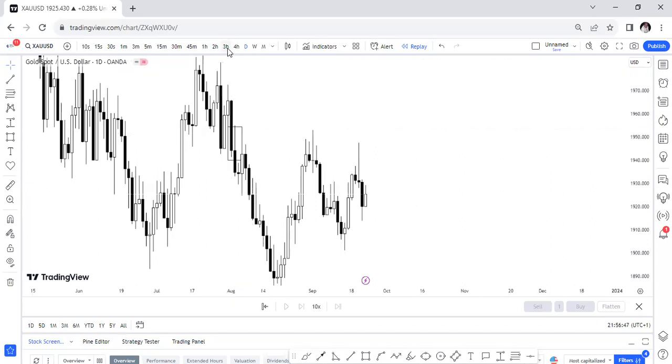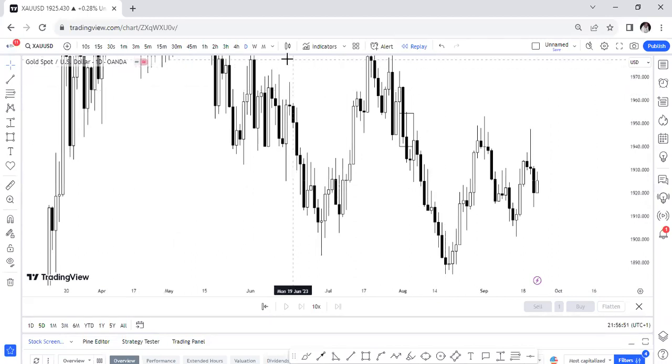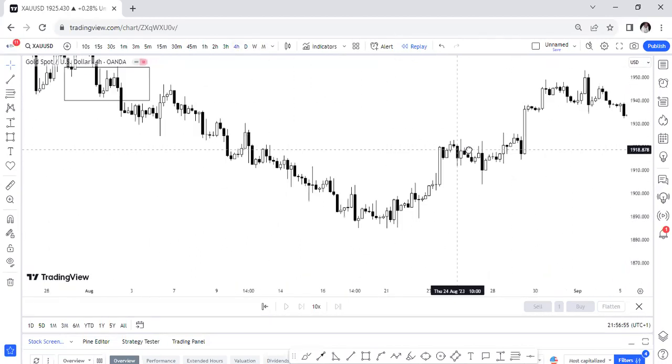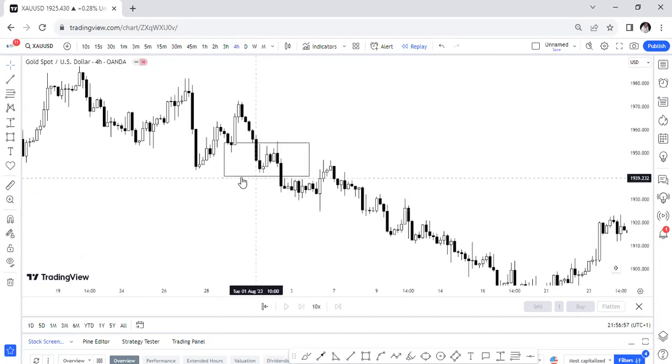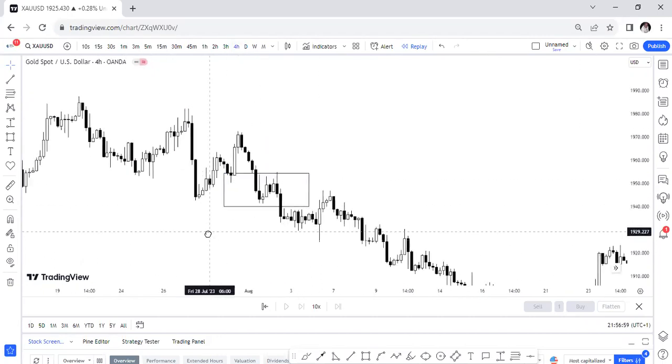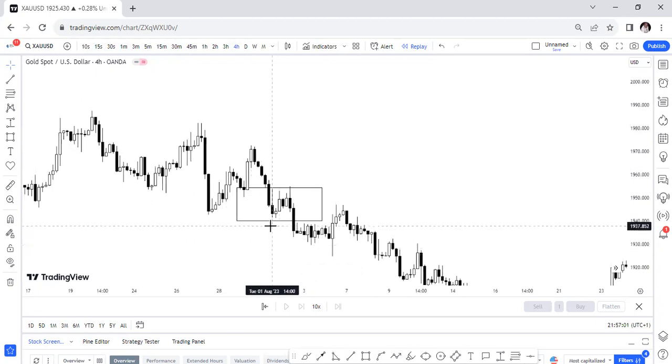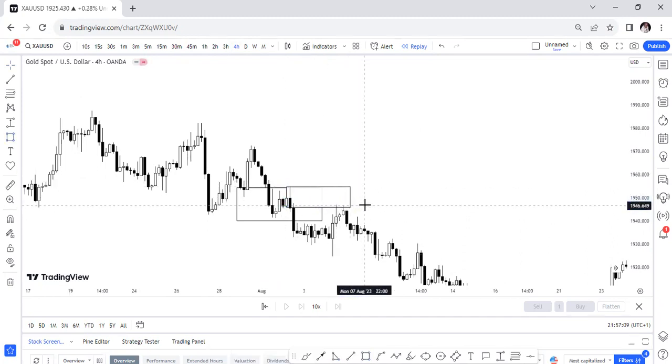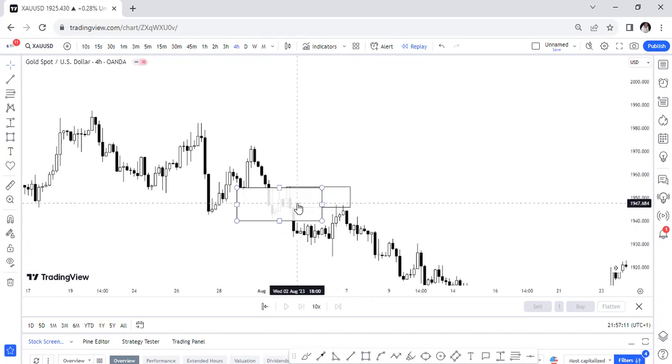let's take this to 4 hours. You'll be able to see the engulfing. See it? You'll be able to see the engulfing very well. This is the engulfing. Can you see it? This is the engulfing here, that this price comes up to tap into.